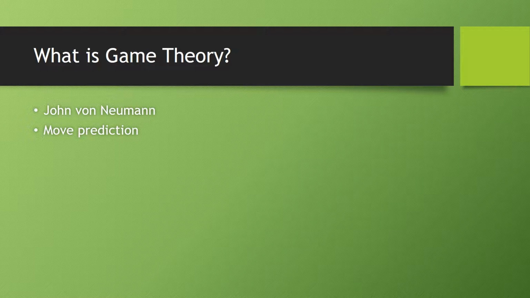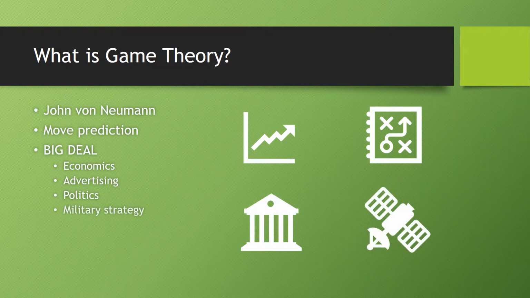In the 1940s, he teamed up with an economist and wrote Theory of Games and Economic Behavior. It was actually a pretty big deal at the time and made the front page of the New York Times. The theories they presented in this publication would affect how people thought about economics, advertising, politics, and even military strategy.